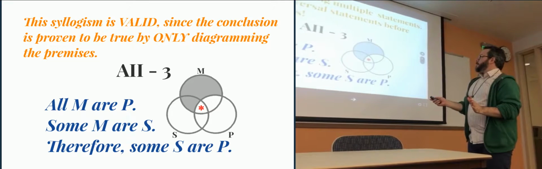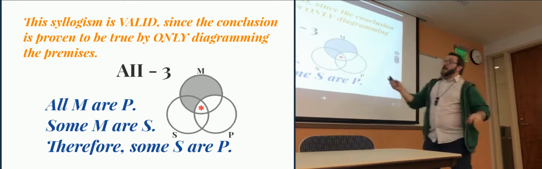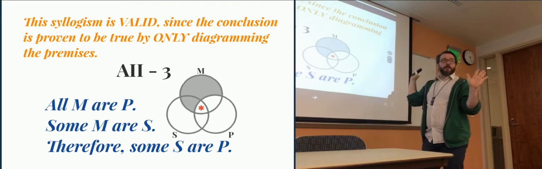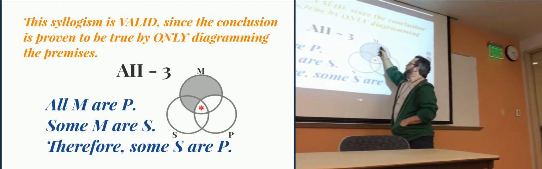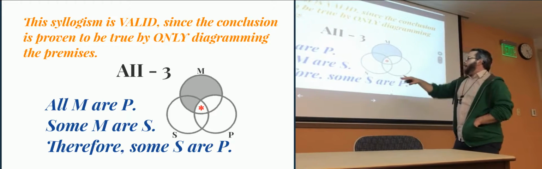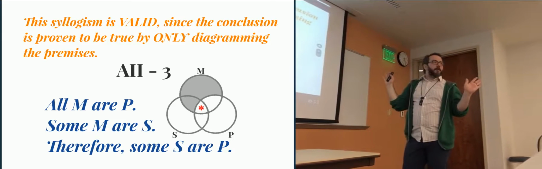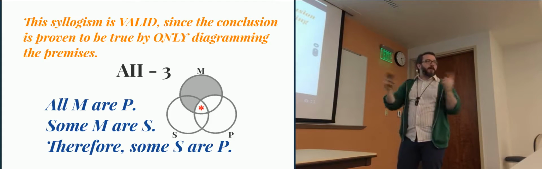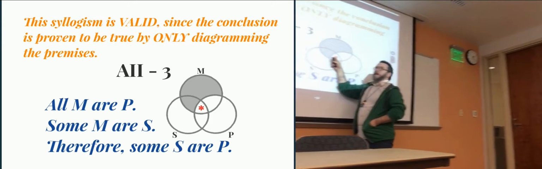Have we done this? Sure. This syllogism is valid. I don't have to add anything else to this Venn diagram. I just have to step back and notice that I've diagrammed all M are P by shading this region out. I've diagrammed some M are S by putting an X there. And now I step back and I say, have I already represented some S are P? Is there some existing thing that's an S that's also a P on this diagram? And yeah, there is. It's that X right there.